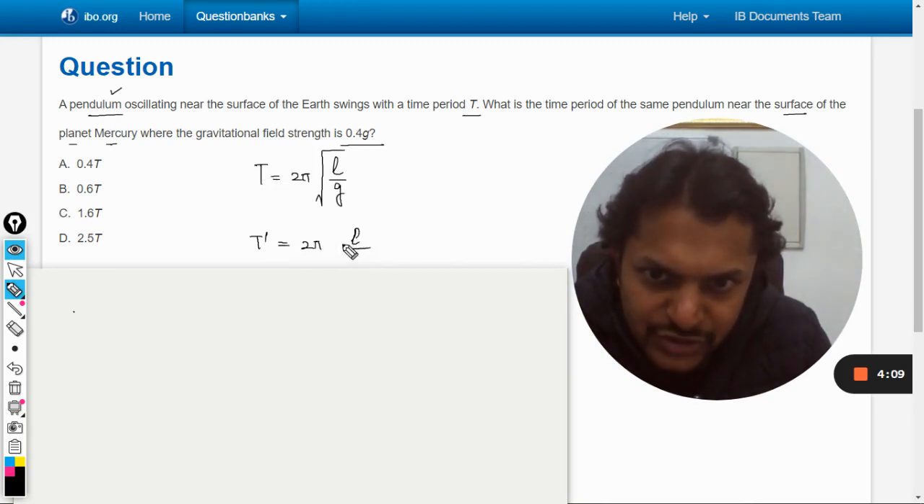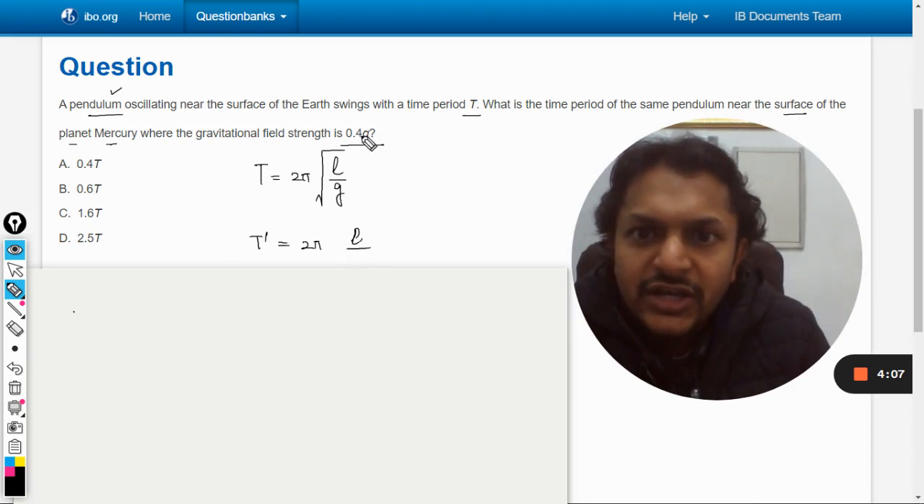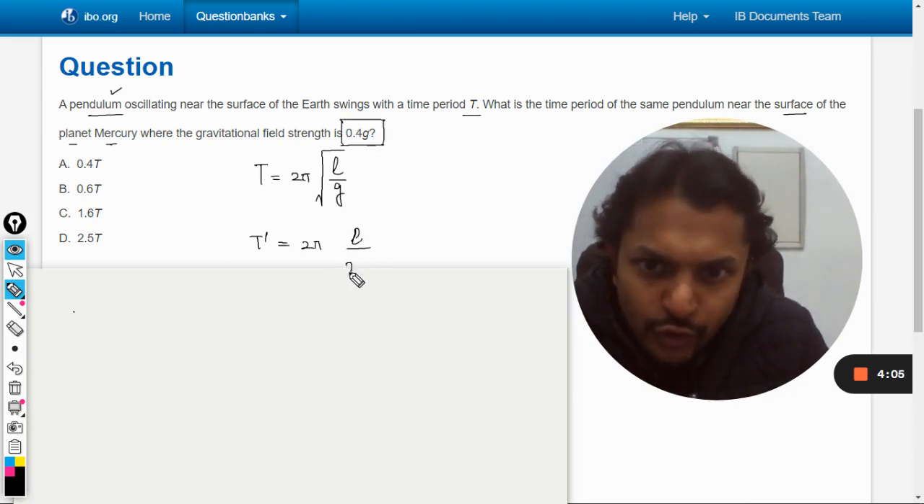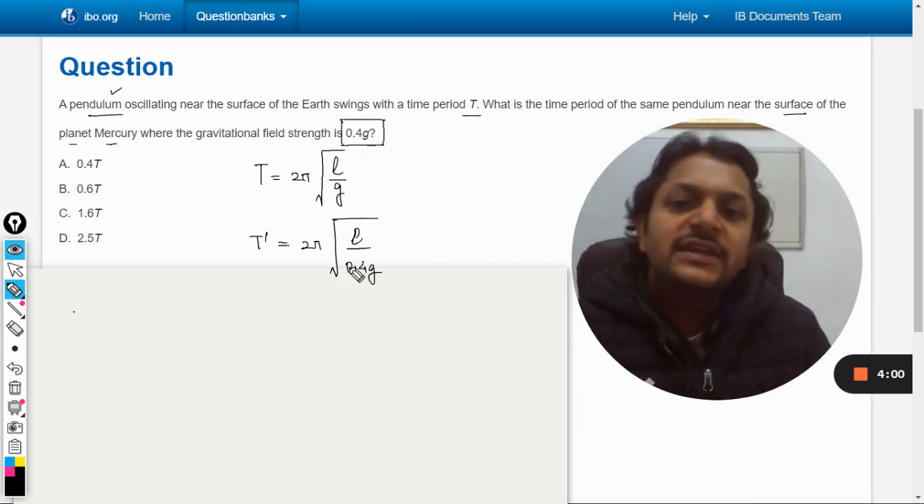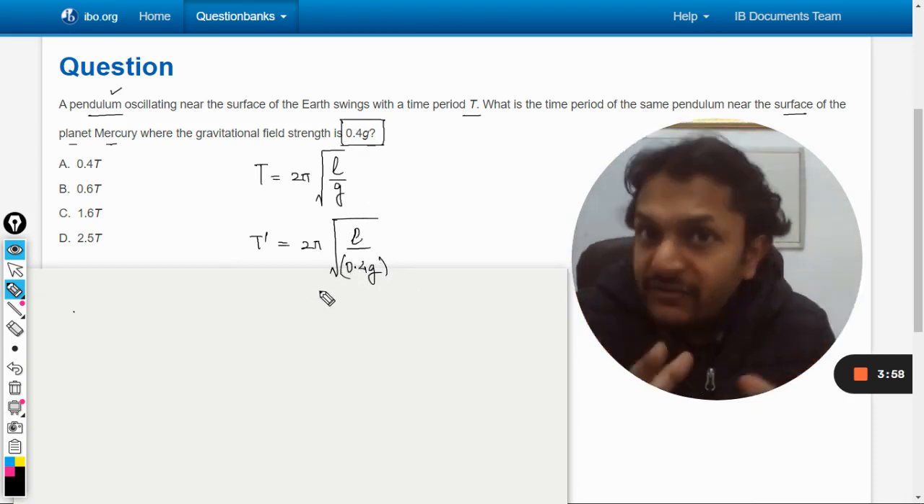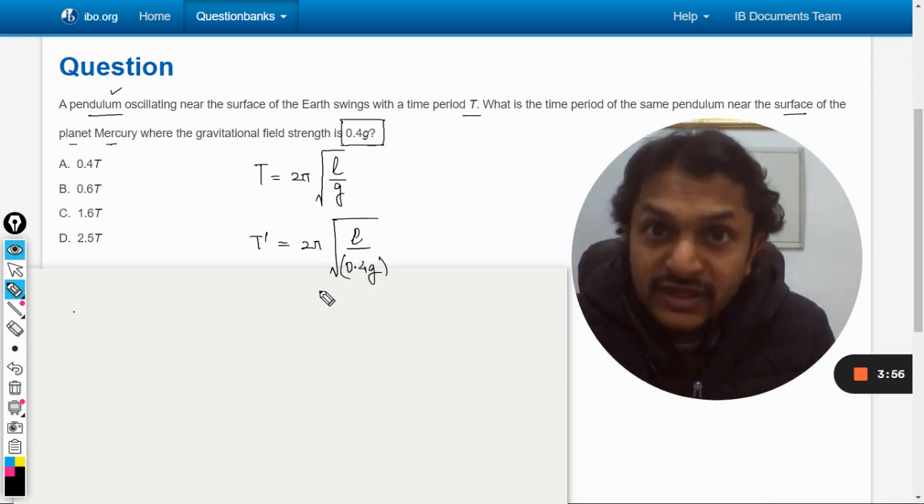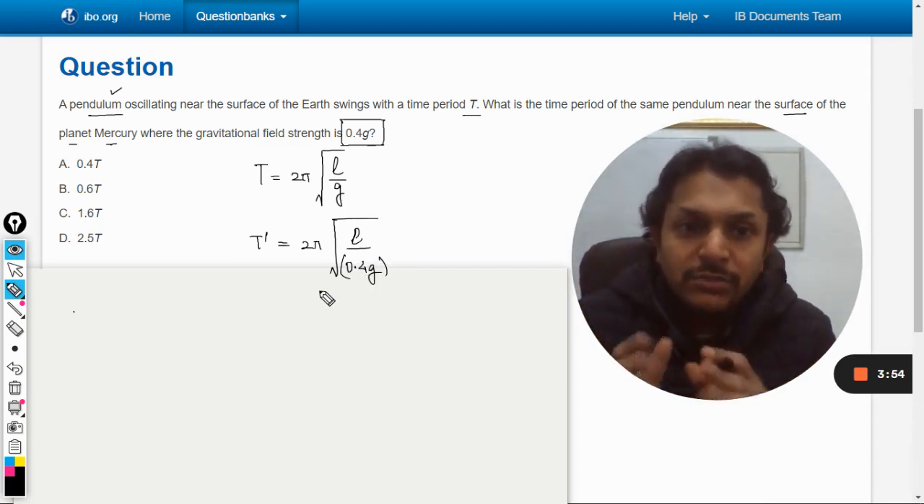L is not going to change, but the gravity has changed. So gravity becomes 0.4 g, like this. I just substituted the new value of gravity there. Length is going to be the same. So this is the time period on Mercury.